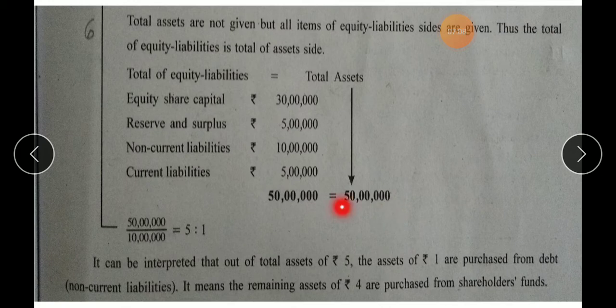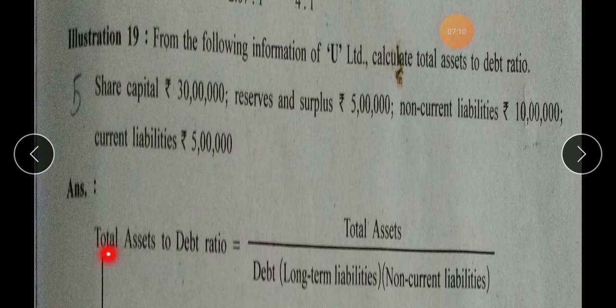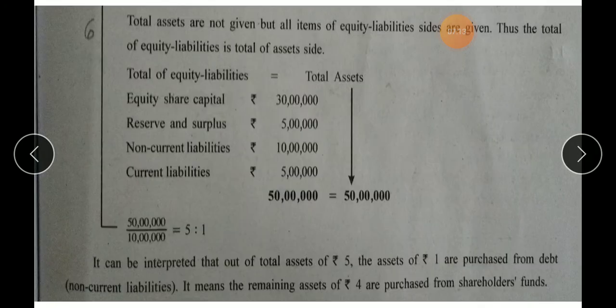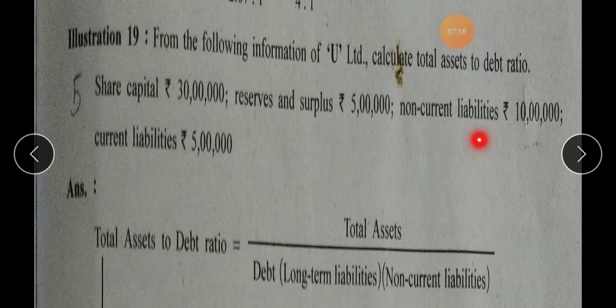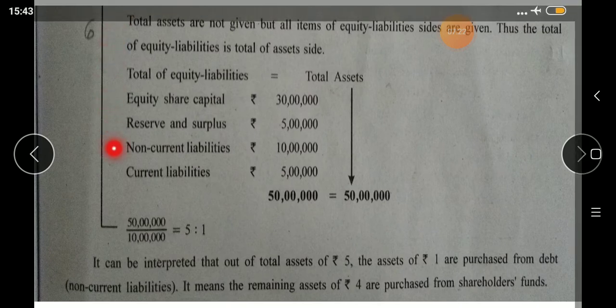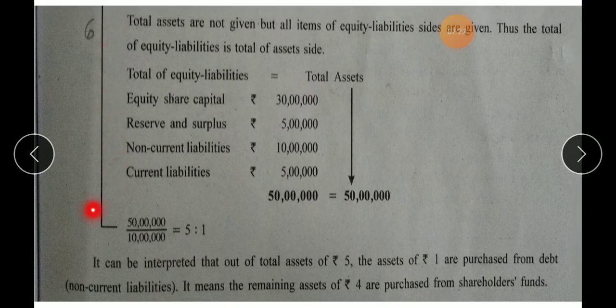So simply putting this figure in this formula gives you 50 lakh upon 10 lakh. 10 lakh is non-current liabilities given in the question. Total assets you have calculated here. Alright. So 50 lakh upon 10 lakh, 5:1. The answer is to be presented in terms of proportion always.